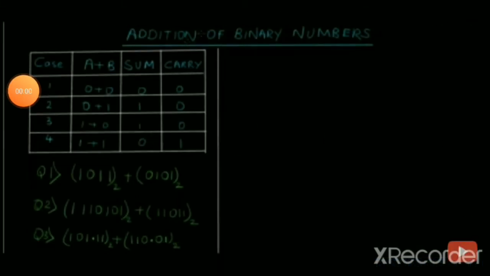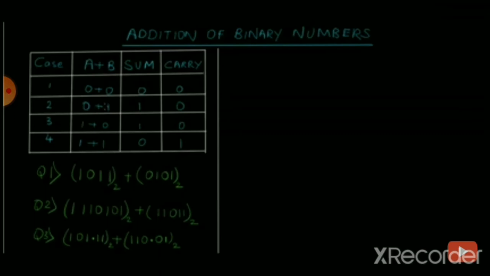Okay, so as you can see on the screen, we have four different cases for performing addition of binary numbers. So let's see case 1. We have 0 plus 0. So this is similar to a normal arithmetic operation that you perform on normal decimal numbers. So 0 plus 0 will give you a sum of 0 and the carry would be 0.